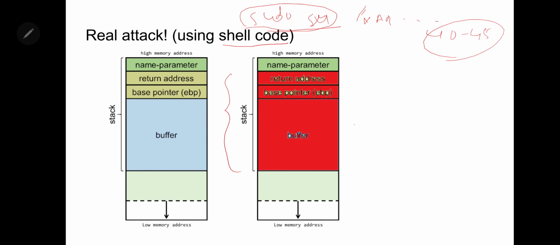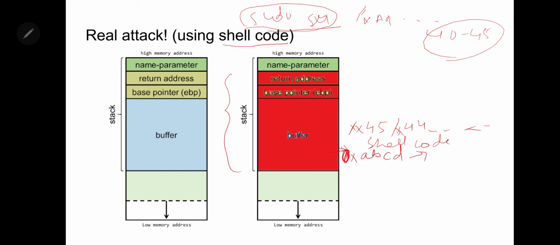So for example, if you store, let's say, these... I'm not writing any real shell code over here, I'm just writing some random numbers. So let's say this is the shell code. You put the shell code in the buffer, and then you try to find out the address of this shell code, from where it starts. Let's say this starts from ABCD. This is the address of the shellcode from where it starts.